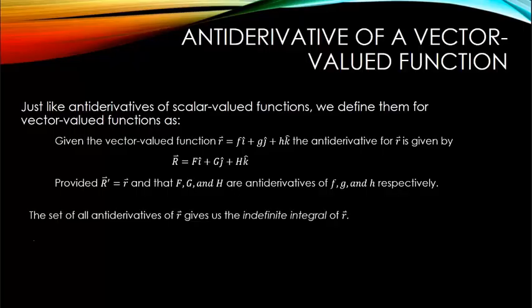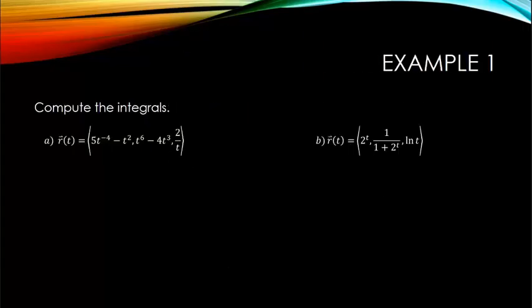If I take the set of all the antiderivatives for the vector r, I will get the indefinite integral of the vector r. I can write it as the indefinite integral of the vector r of t dt is equal to the vector capital R of little t plus the vector c, which is an arbitrary constant vector. So let's work some examples.